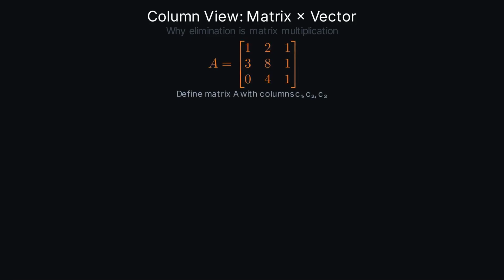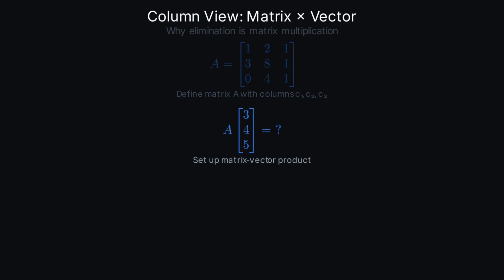To see why elimination is matrix multiplication, we need two ways to think about a matrix times a vector. Let's start with the column view. Take A equals the 3 by 3 matrix with rows 1, 2, 1, 3, 8, 1, and 0, 4, 1. We multiply A by the vector 3, 4, 5 transpose.